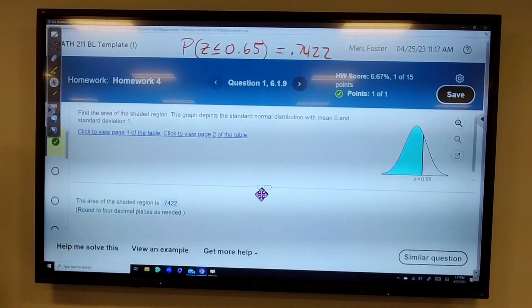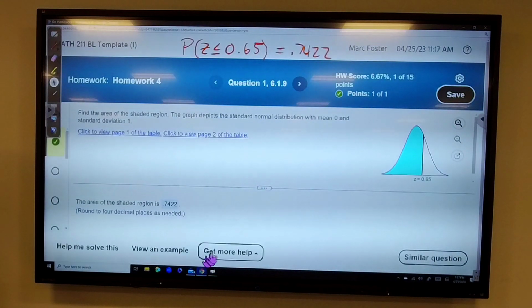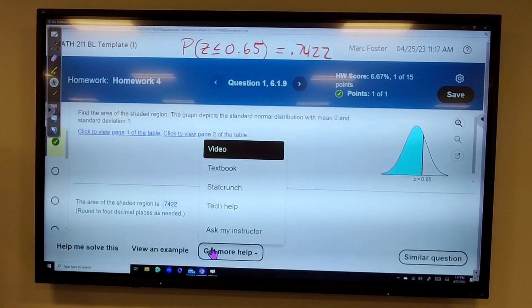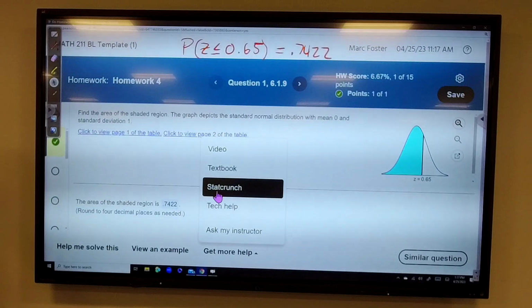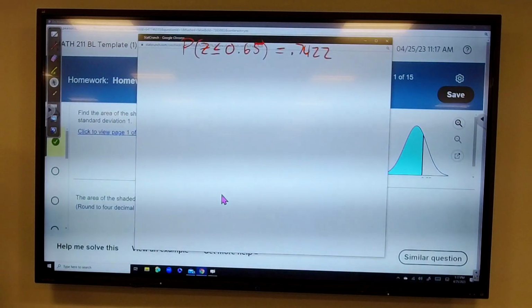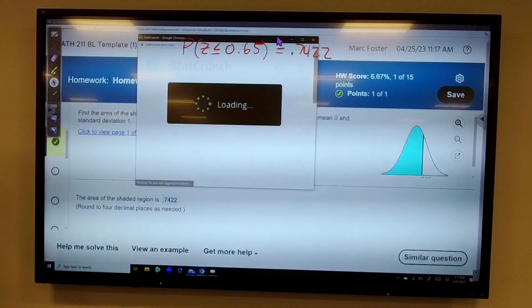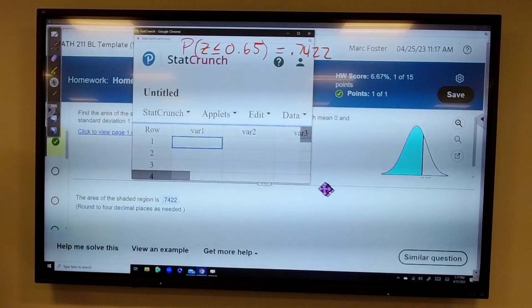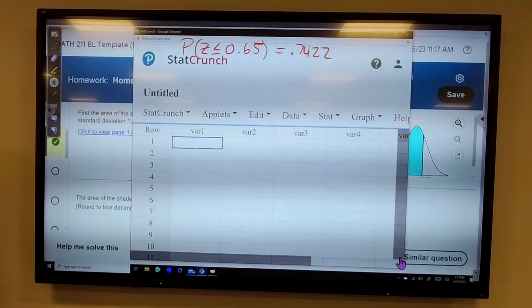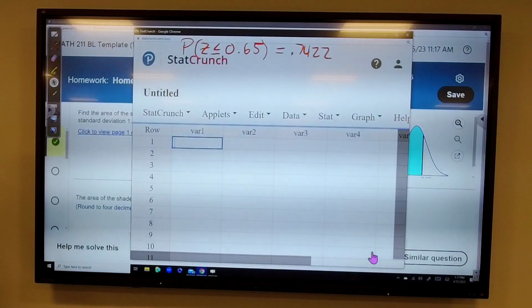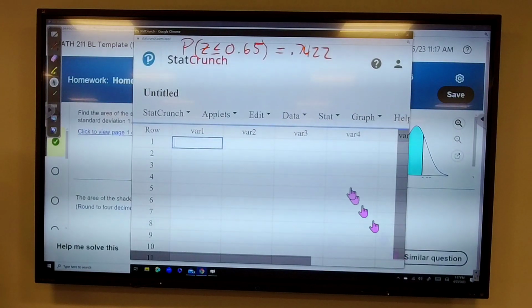The place where you get it is you have to go to Get More Help. So that's where StatCrunch is. And then you go to StatCrunch. The StatCrunch window opens blank. We didn't open any data in StatCrunch. We're just going to use one of its calculators.